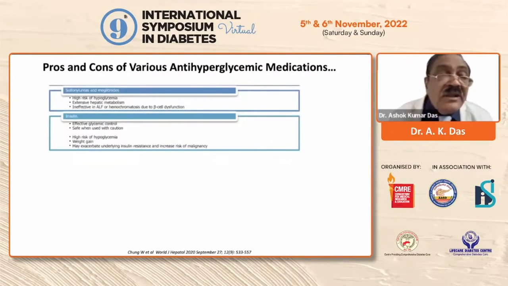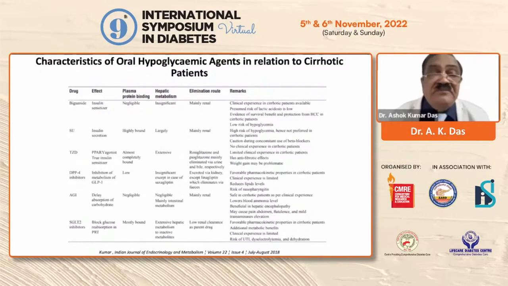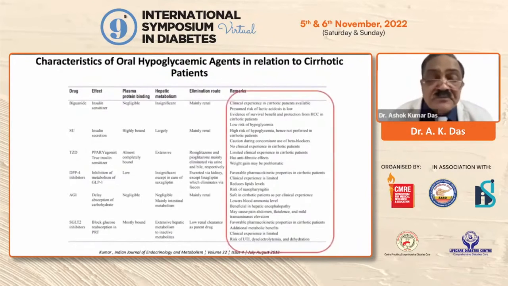Now, if you go to the other slide, it shows the effect of the sulfonylurea, meglitinide, and insulin, which has been shown to give effective glycemic control, safe to use, and no risk of hypoglycemia. Now the characteristics of the oral hypoglycemic agents related to the cirrhosis patient, where to use, where not to use.